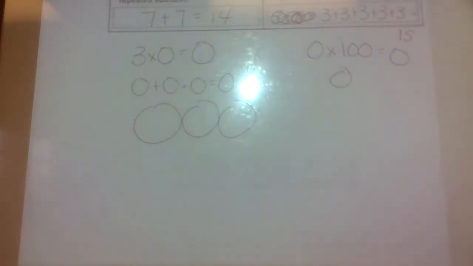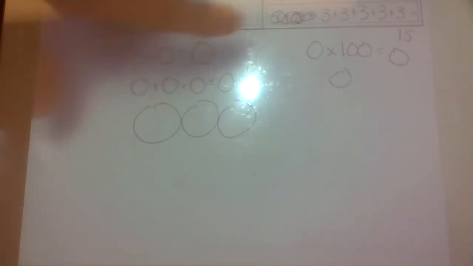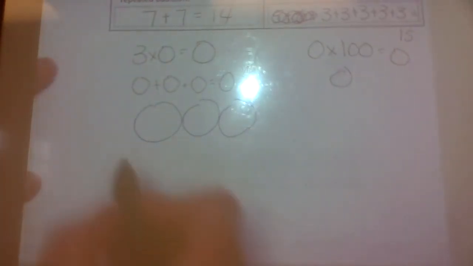Boys and girls, it doesn't matter if it's 0 times 1, it equals 0. It doesn't matter if it's 1,000 times 0, it equals 0. Every single time, put this in your little brain, every single time you multiply times 0, your answer, your product, will always be 0. All right, now, let's do the times 1.